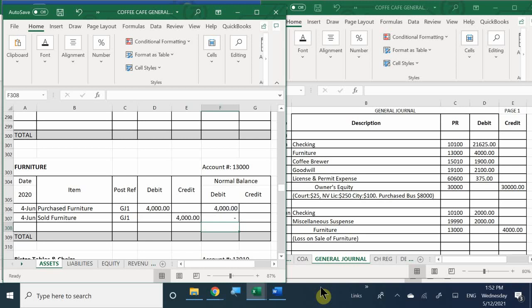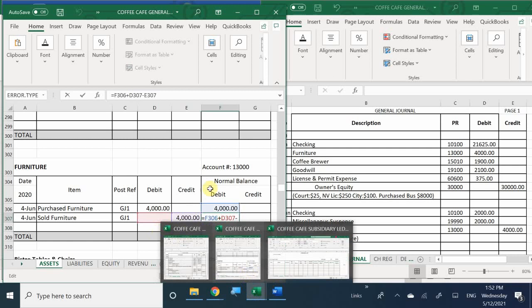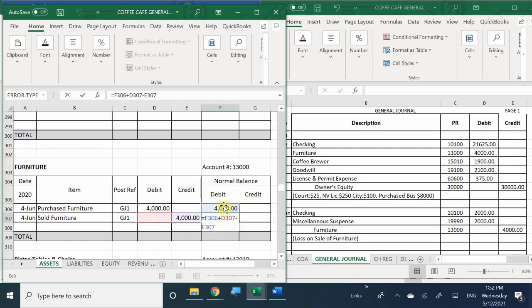Could you click on that formula again, please? So we're going to add the previous balance above. You're going to equal. You're going to start off with that balance. Then you're going to add any debits and you subtract any credits. Okay, and it's the same formula.